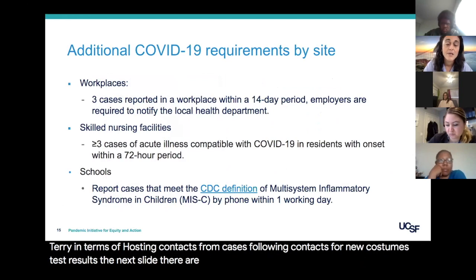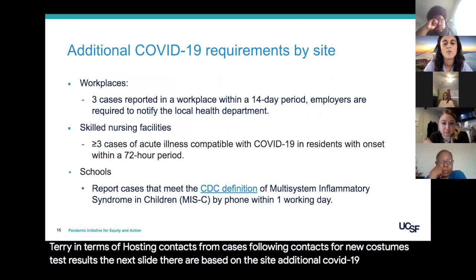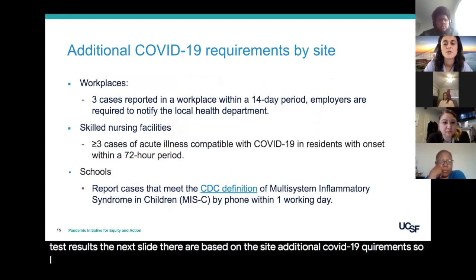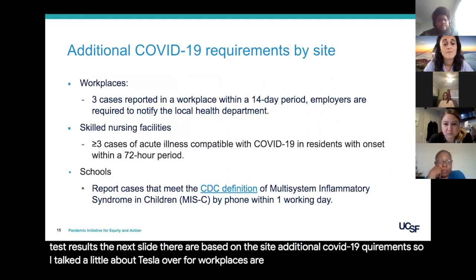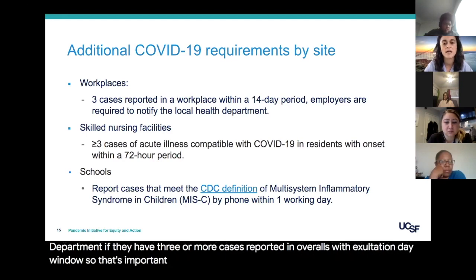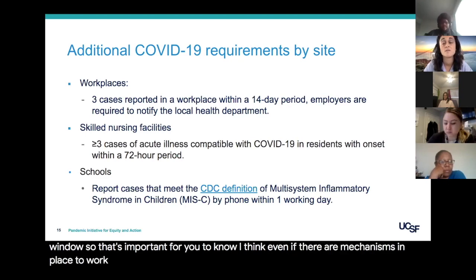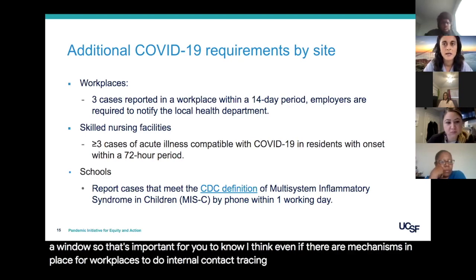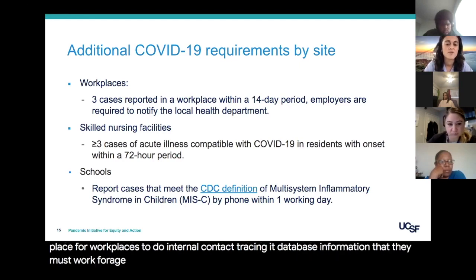There are, based on the site, additional COVID-19 requirements. So you were talking about Tesla before. Workplaces are required to notify the local health department if they have 3 or more cases reported in a workplace within a 14-day window. So that's important for you to know. Even if there are mechanisms in place for workplaces to do internal contact tracing, it is information that they must report to the local health department.